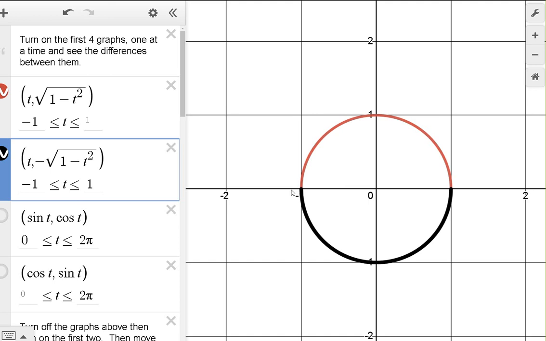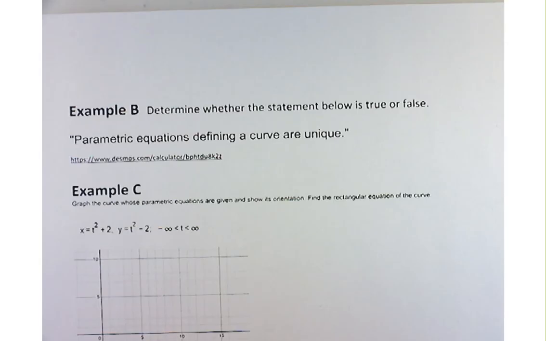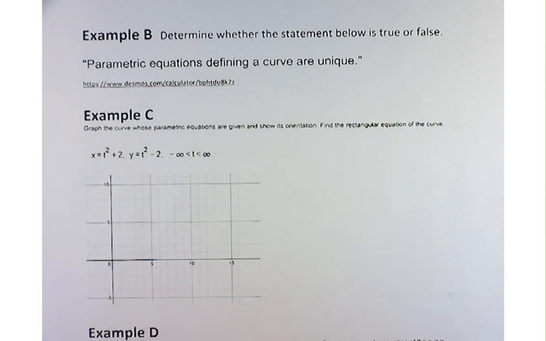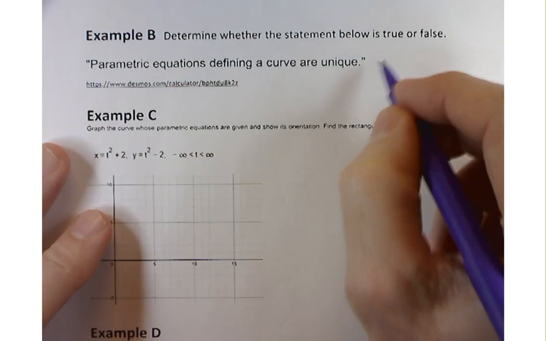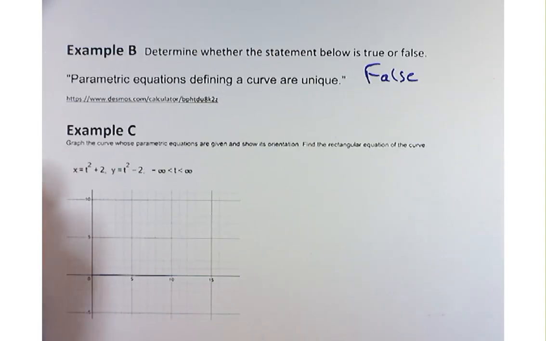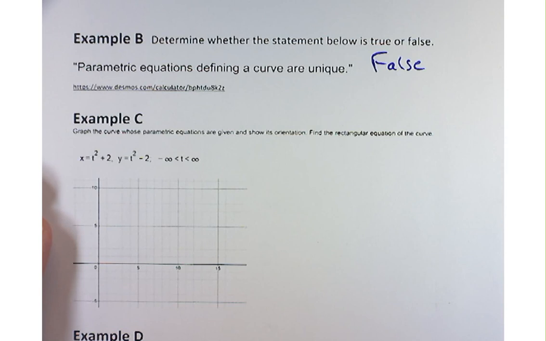Seems that way. Yeah, I've got several right here that are all giving me a circle or part of a circle. So one of the challenges of working with parametric equations is that their graphs are not unique. So false. Oh, false. Unique means just one way. Yeah, there's just one way. You're unique.